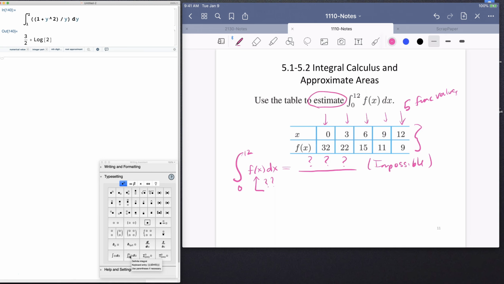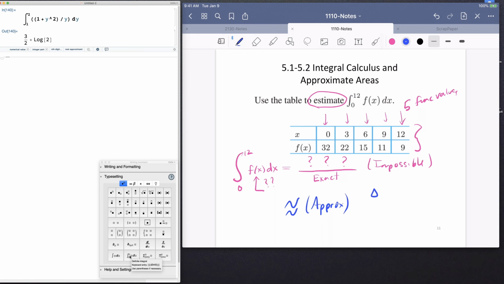To find the exact answer, we would need to know more about the function. We would need to know an infinite number of values of the function, or the formula for the function itself. So all we can do is estimate this problem, which is to approximate. Now you can either choose left endpoints or right endpoints.